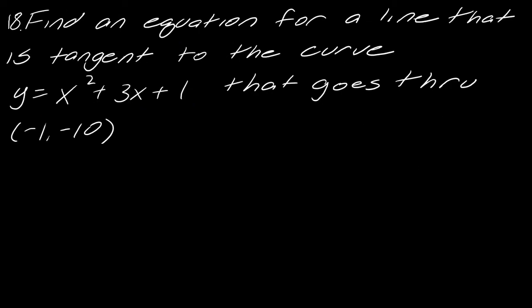Now, number 18 is definitely a tricky question. So let's take a look at this. Find an equation for a line that is tangent to the curve y equals x squared plus 3x plus 1 that goes through negative 1, negative 10. This question is one of those where if you were struggling with it, I think that's fine. It's a hard question, and there are a couple parts of this where you really have to sit with it.